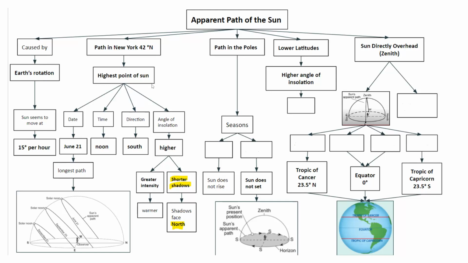Let's write this down. So the higher angle of insolation will create shorter shadows, and shadows always face north in New York, particularly because the sun's highest point is in the south. When I say always face north, I meant during when the sun is at its highest point in New York, it's towards the south. During that time, since the sun is towards the south, my shadows will face north. So just at the highest point.